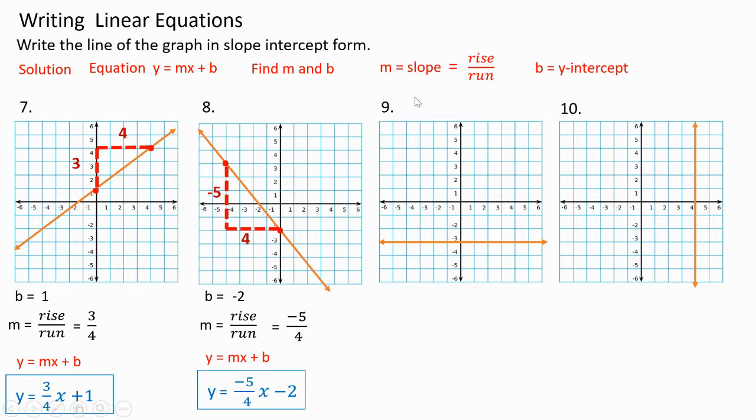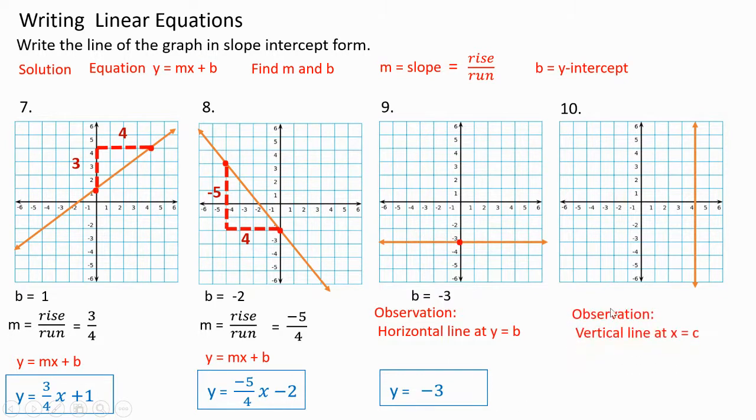Number 9. Remember, guys, with horizontal lines, it's going to be y equals a number. My b is -3. For horizontal lines, this is zero slope; there's no incline or decline. So, horizontal line, y equals b, or y equals a number. My b is -3, so we have y equals -3. Same thing for number 10. For number 10, there's no y-intercept. It's a vertical line at x equals c. So it'll just be x equals c because that's a vertical line.